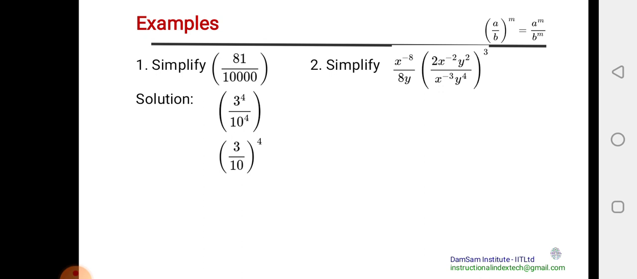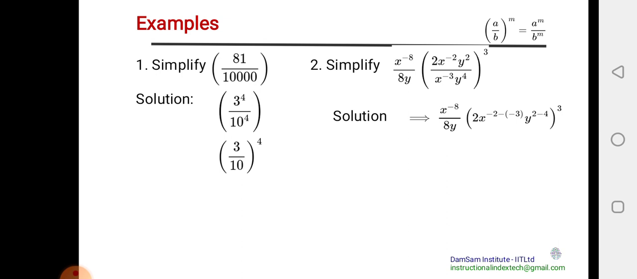We can have another example. This example, please, we have to look at very carefully because we have two variables and we have some numbers to perform operations on. Look at it as it is. x raised to power negative 8 over 8y into 2x raised to power negative 2y squared over x raised to power negative 3 y raised to power 4, all raised to power 3.